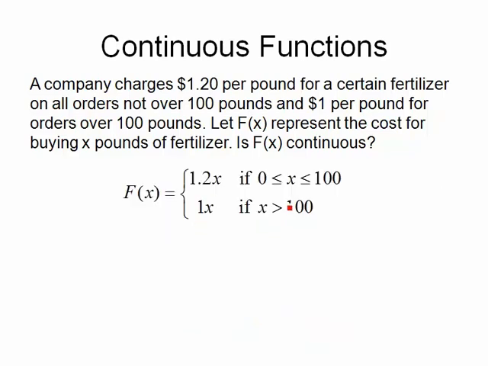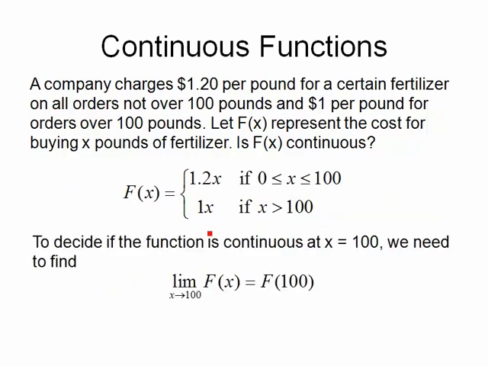So I've gone ahead and written down my piecewise function. And now we need to decide if it's continuous. We need to find our limit as x approaches 100 of that function. We'll do the two-sided limits there to see if they match up. And if they do match up, we'll see if the point at 100 fills in where they match up.